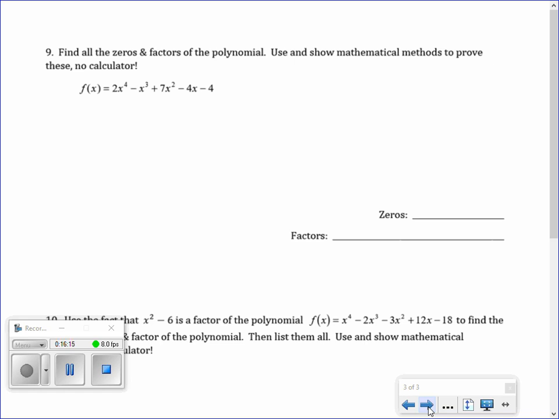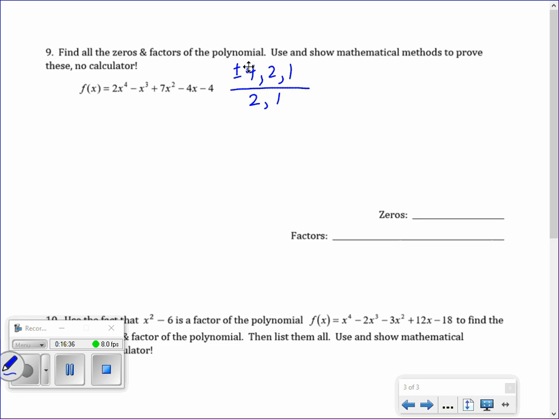No calculator at all is necessary on this problem. So I've got my possibilities. Factors of 4: that's 4, 2, and 1, plus or minus all of them. And the factors of 2 are 2 and 1. The combinations of those fractions are all my possible rational factors.